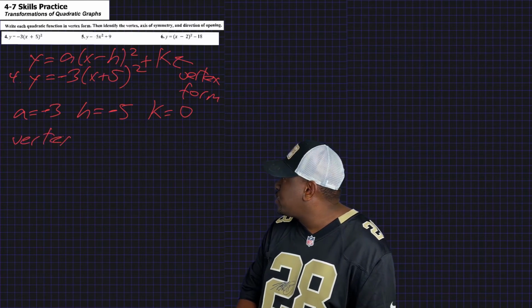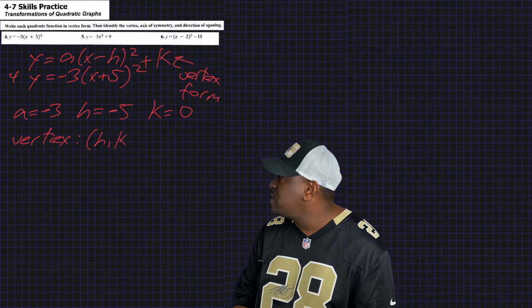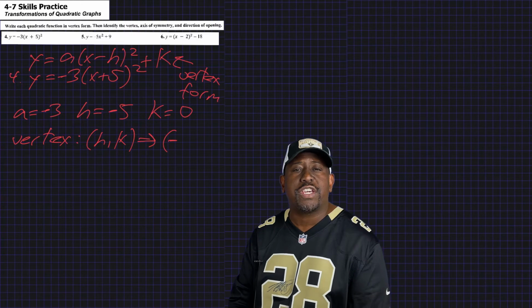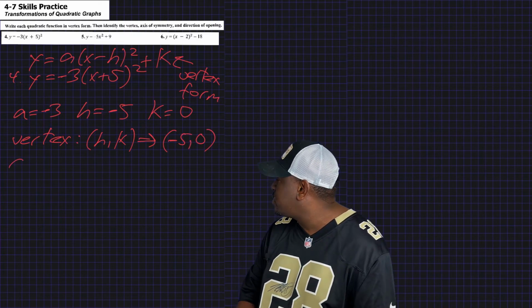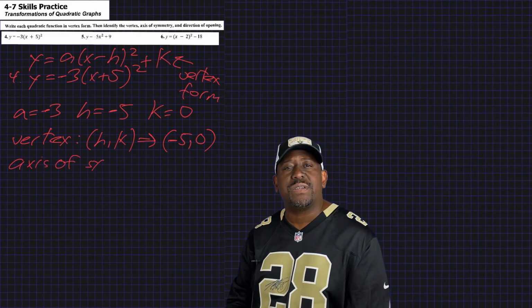So as a result, the vertex is going to be in the form of (h, k). Since h and k are -5 and 0, our vertex point will be (-5, 0), as it shows up right here. So now we need to identify the axis of symmetry.